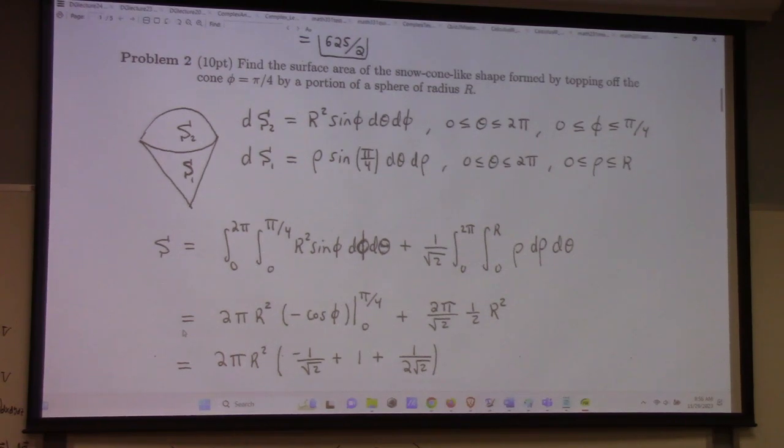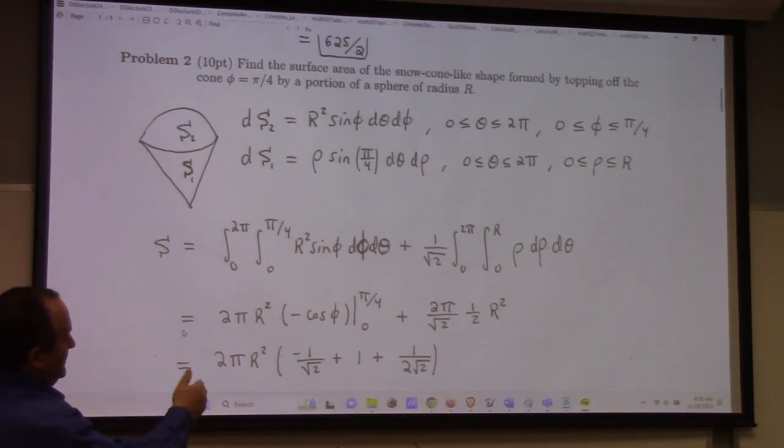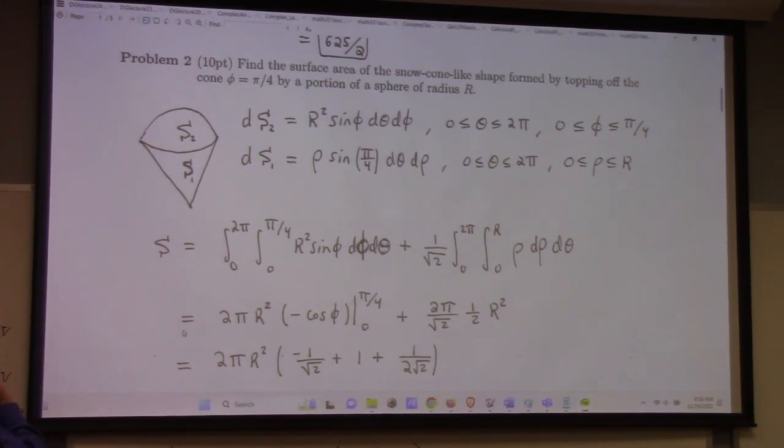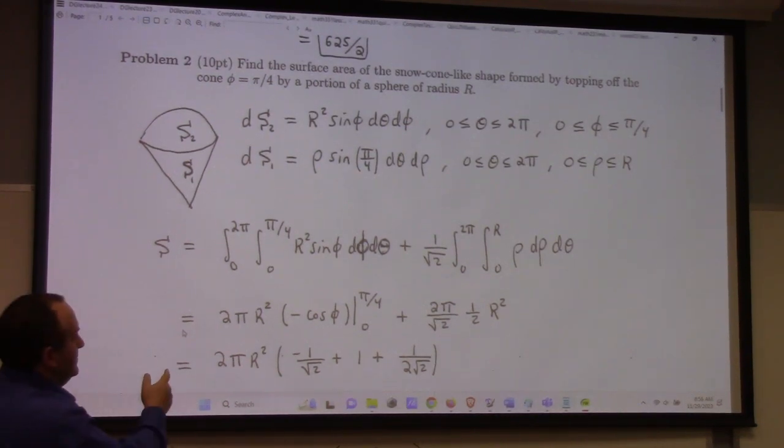I am fond of the snow cone problem because it tests a fair amount. It tests, do you understand how to parameterize a sphere? Do you understand how to parameterize a cone? They're both here, right? So the infinitesimal area element for the sphere is r squared sine phi, d theta d phi. For the cone, if it's angle pi over 4, we have that.